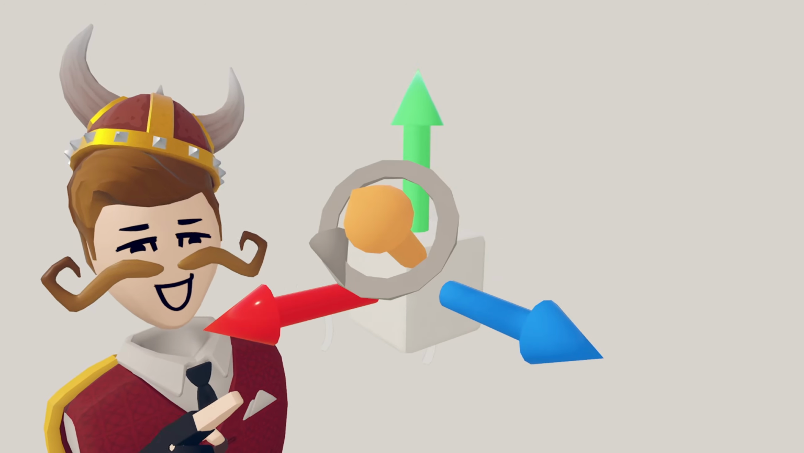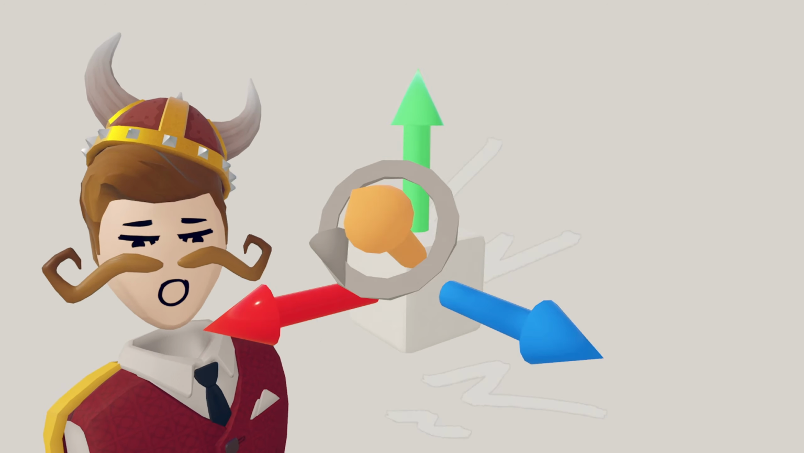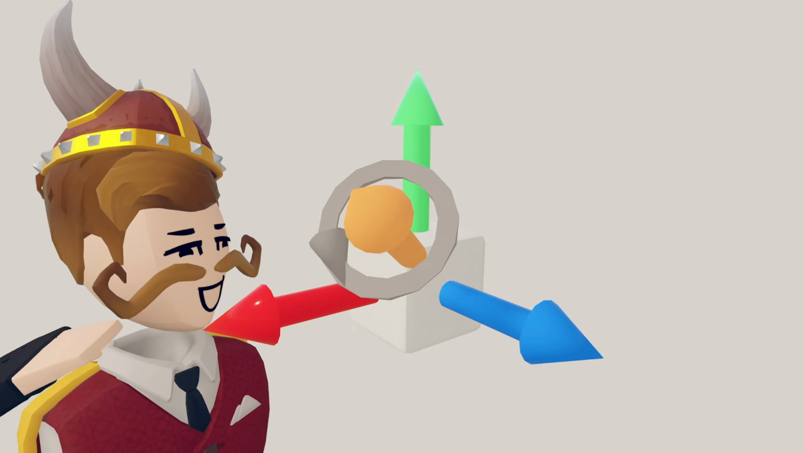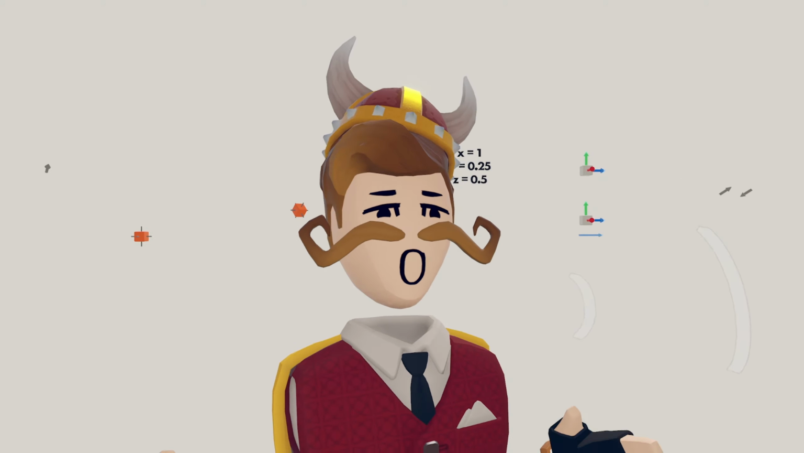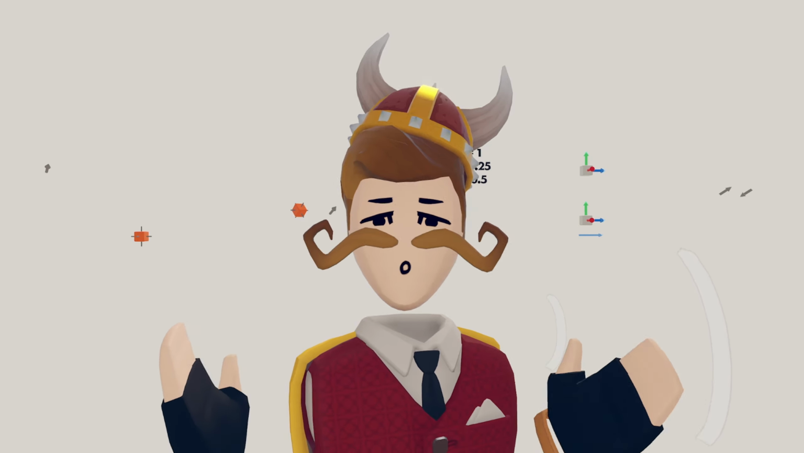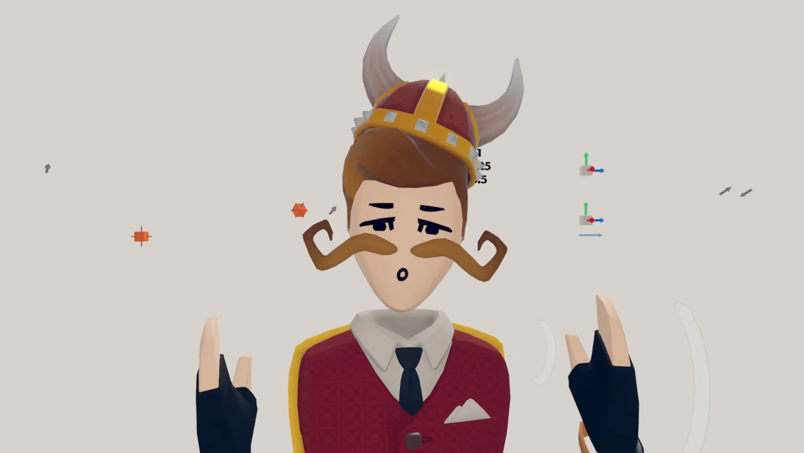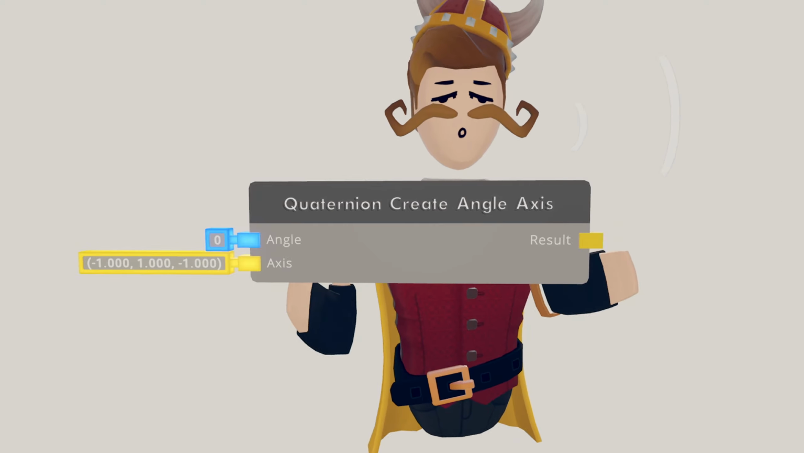The vector part of the quaternion is known as the quaternion's axis, right here. Our w value, or the gray ring, can then be represented as the angle of our quaternion. Now, I want to show you some of the less intuitive quaternion circuits so that you can get a full understanding of quaternions. Starting with, quaternion create angle axis is similar to quaternion create.